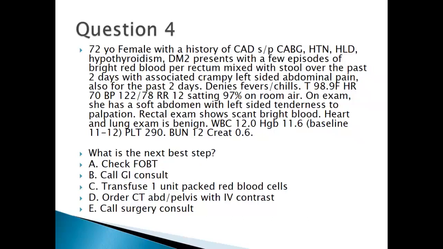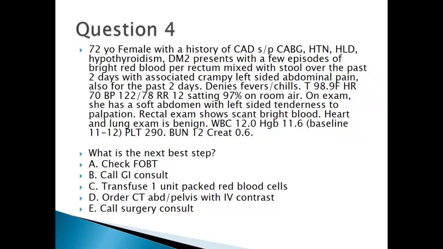hematochezia. So you'd want to do a CT scan to evaluate for ischemic colitis, especially in somebody with multiple cardiovascular risk factors: CAD, hypertension, diabetes, hyperlipidemia. In a person over the age of 60, this clinically looks like ischemic colitis until proven otherwise.